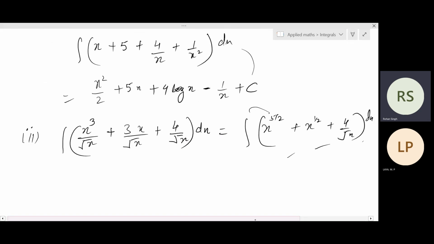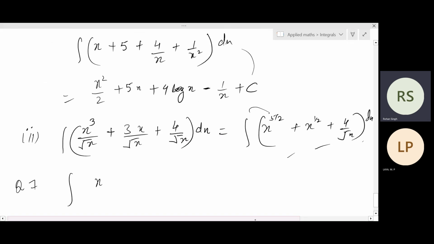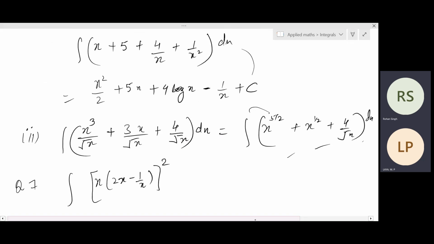Here we have x square times this. So how will you do the first part of question 7? It's quite similar to what we did in this square. Since both of them have the same power as 2, we can take it as common, right? We can just write this directly as x into 2x minus 1 by x, the whole raised to the power 2. Then we can multiply this by x.